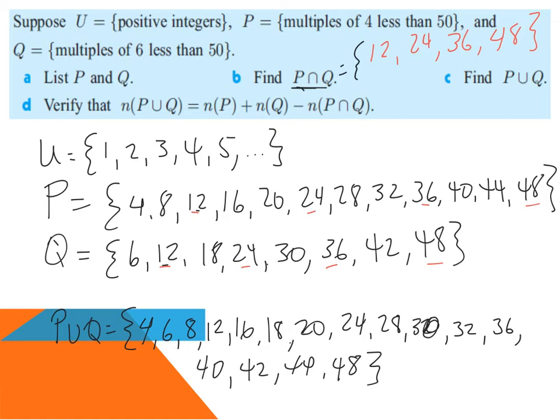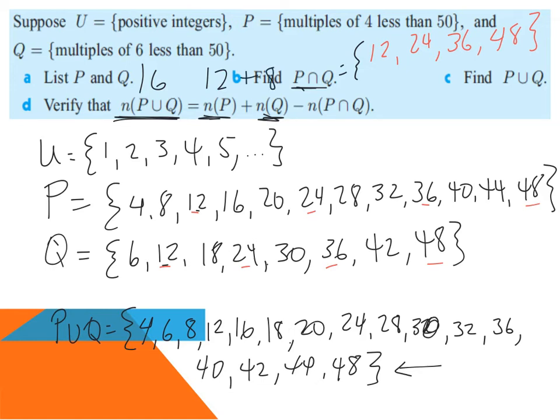Then it says verify that the number of items in P union Q, which if we count those is 1, 2, 3, 4, 5, 6, 7, 8, 9, 10, 11, 12, 13, 14, 15, 16. So there's 16 items in P union Q. That is equal to the number of items in P, which is 1, 2, 3, 4, 5, 6, 7, 8, 9, 10, 11, 12, plus the number of items in Q, which is 1, 2, 3, 4, 5, 6, 7, 8.